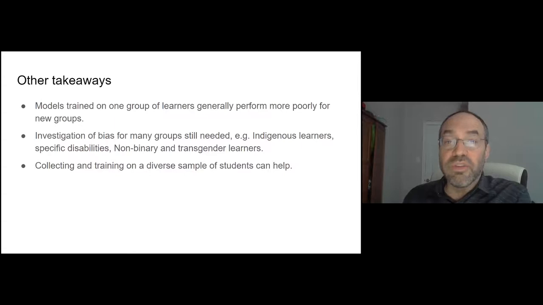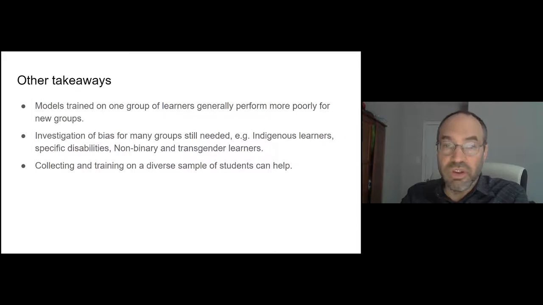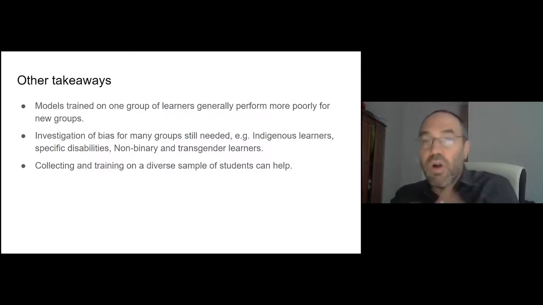We don't see papers on specific disabilities for the most part. We don't see papers on non-binary and transgender learners. I have a colleague who submitted a grant proposal on this, got it rejected because the reviewers didn't think it was important. It's really important. These learners are being affected and we don't know how much and in what situations. All kinds of other groups that I'm sure people could just list out that I haven't even thought of.